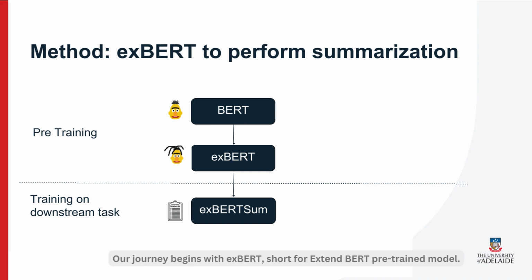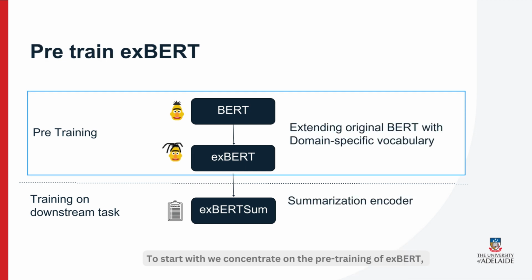Our journey begins with XPERT, short for extend BERT pre-trained model. It starts with the pre-training of BERT to transform it into XPERT. Once pre-training is complete, we move on to fine-tuning XPERT into XPERTSUM for the downstream task of text summarization. To start with, we concentrate on the pre-training of XPERT, where we infuse the original BERT with domain-specific vocabulary.